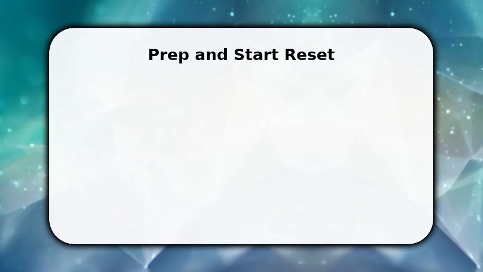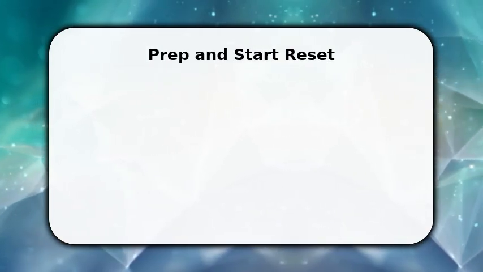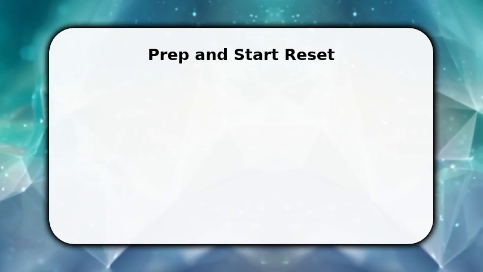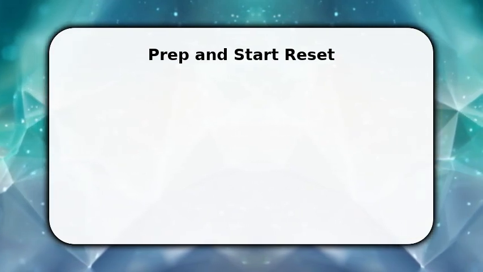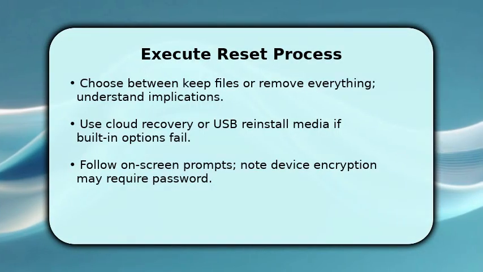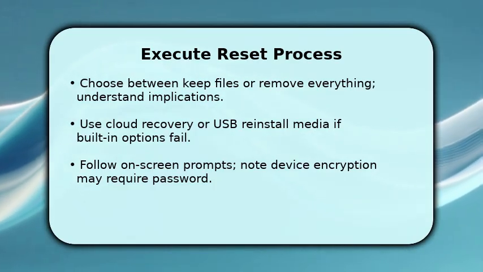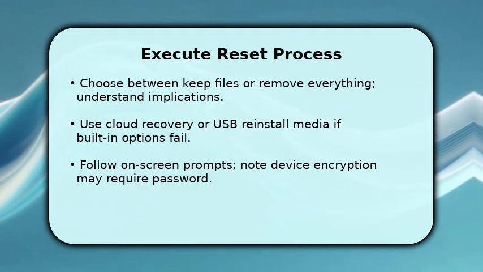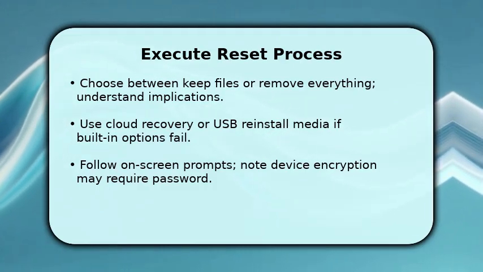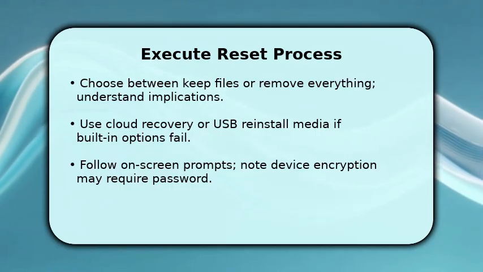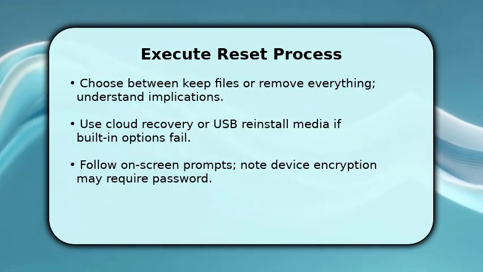Now open Settings or Recovery options and choose the factory reset or reinstall option to start the process. You now make the core choices. Select whether to keep files or remove everything. Remove everything yields a clean system but requires your backups. If available, pick Cloud Download for the latest build, otherwise use USB reinstall media you created earlier.